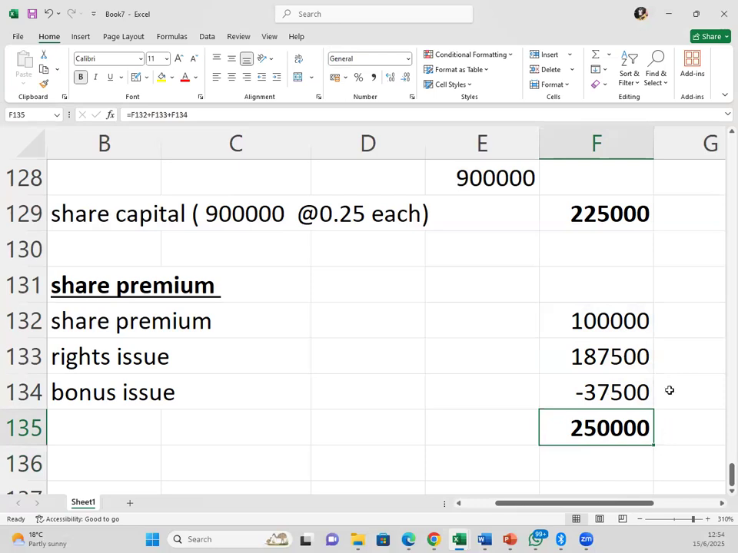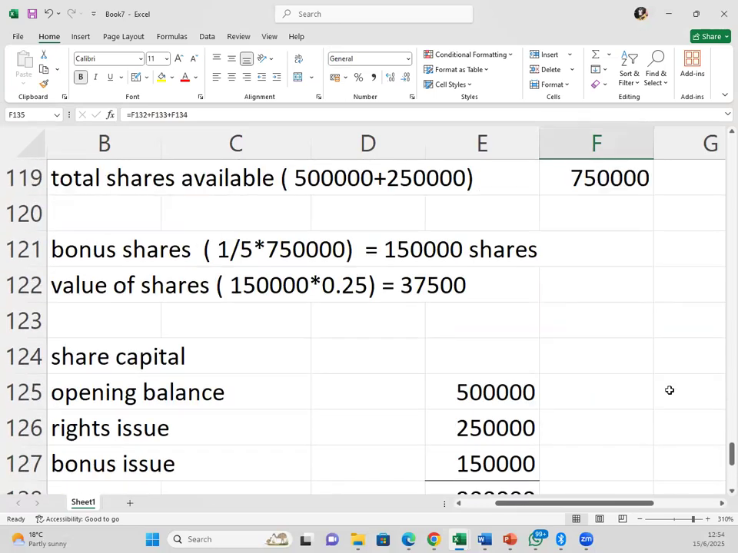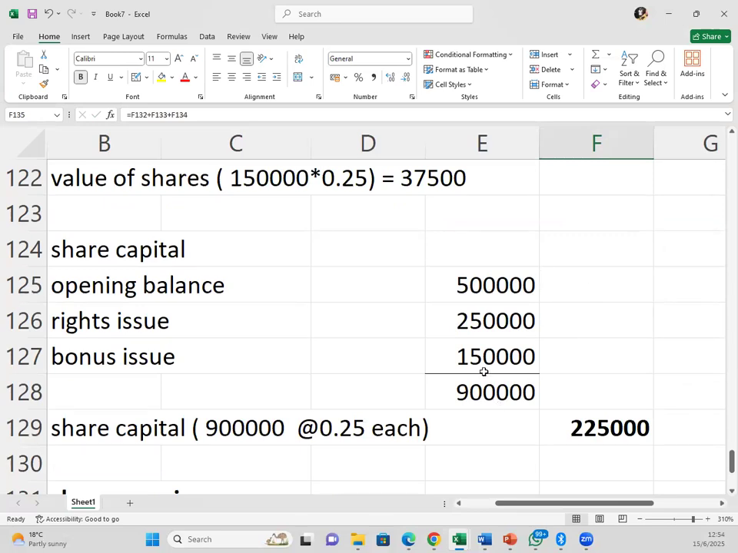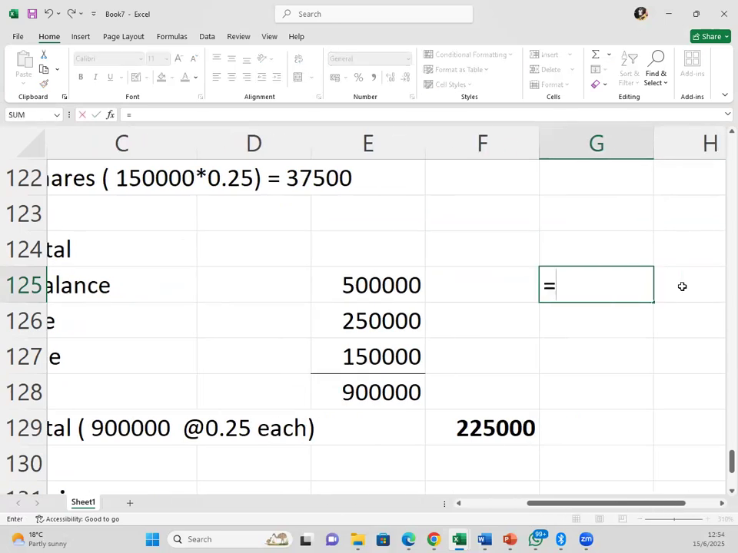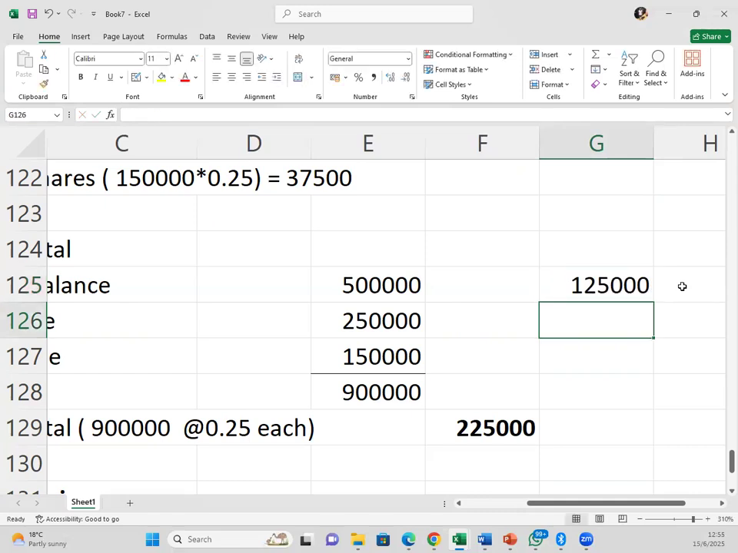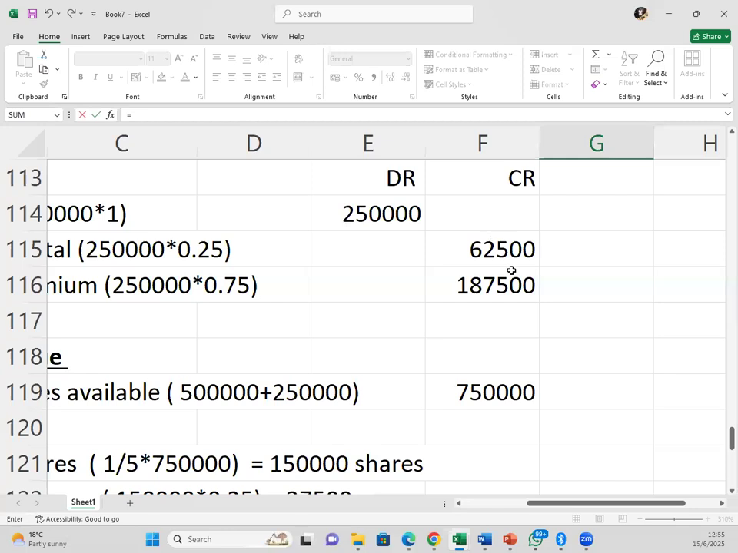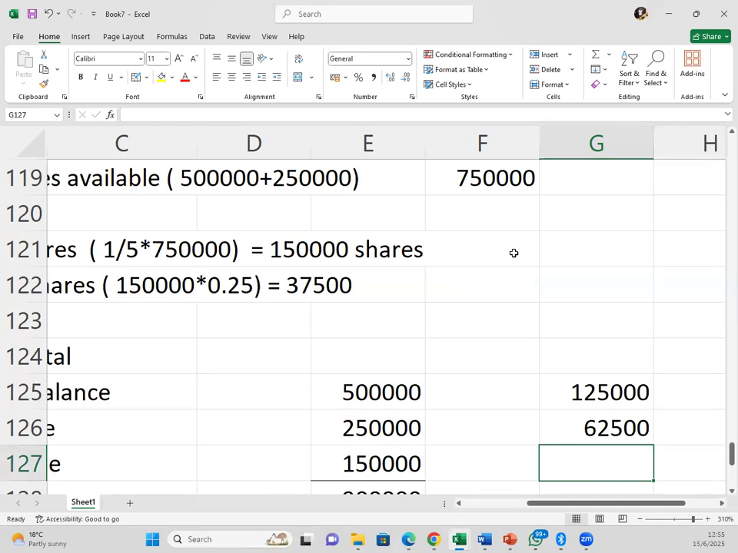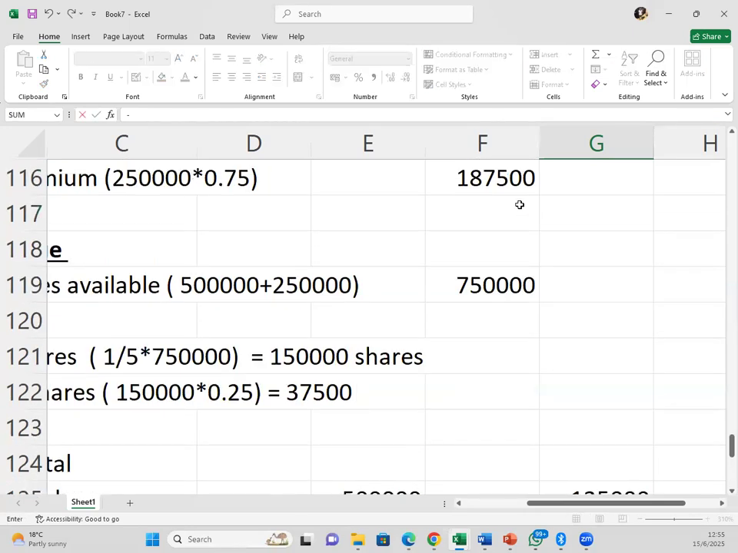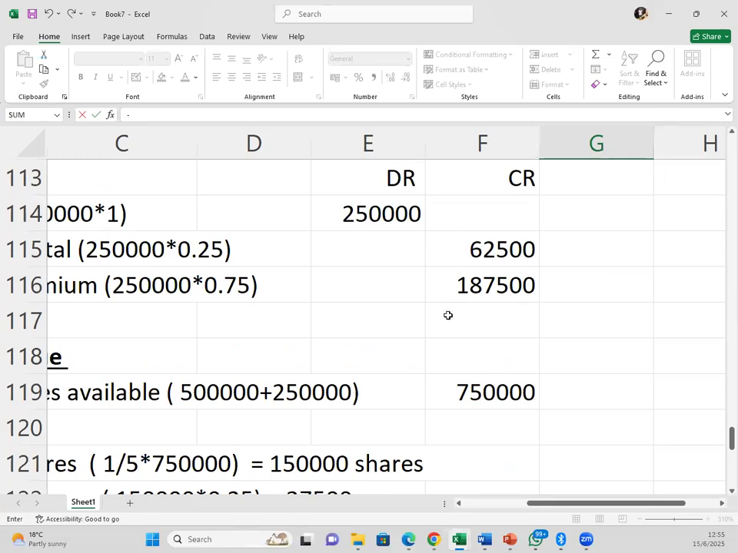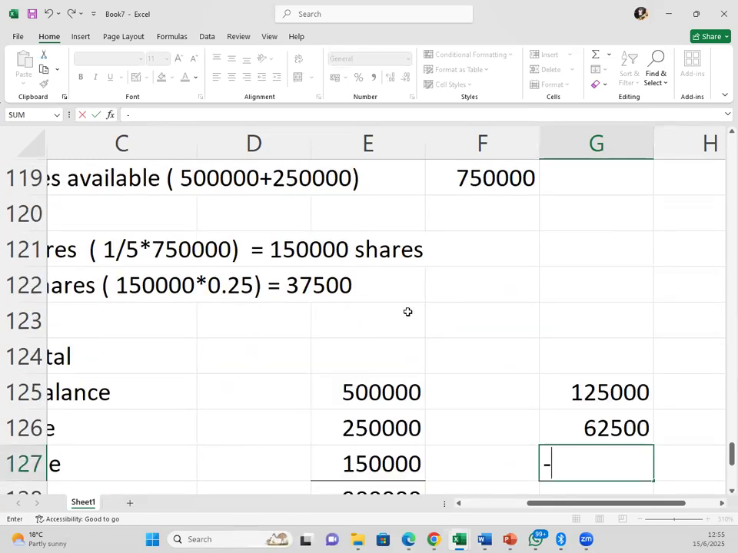Optionally, we could also calculate it in this way, using the number of shares. We could calculate the value of the share premium using the value of the shares. Like we started with the shares as 125,000. This is an optional calculation. Then for the rights issue, you add the value of the shares. Remember, for the rights issue, there was this 625, which is the value of the shares. Then for the bonus issue, you remove the bonus issue, which we calculated again as 375.